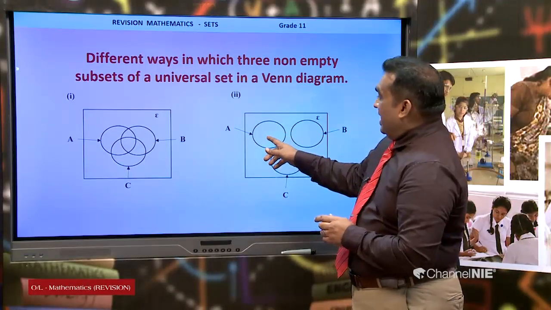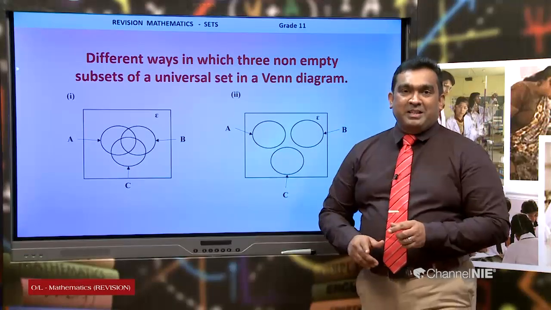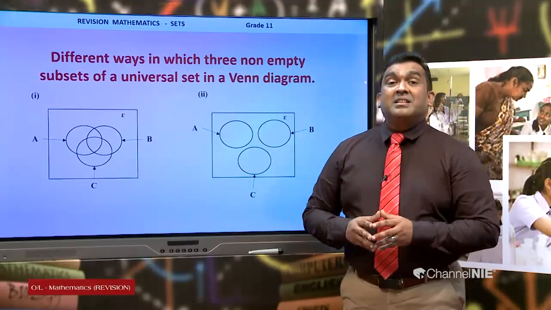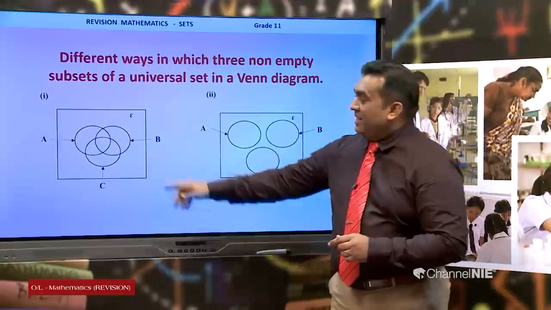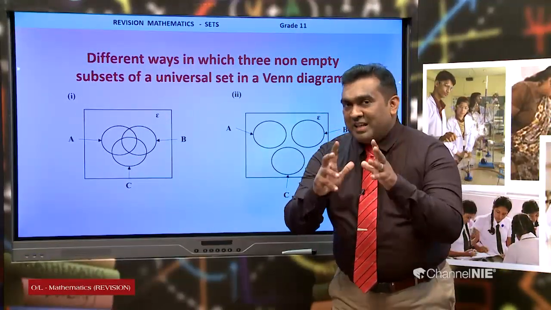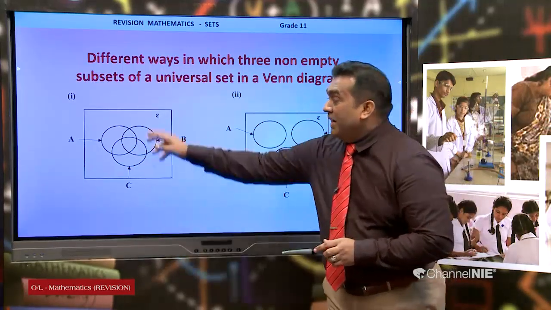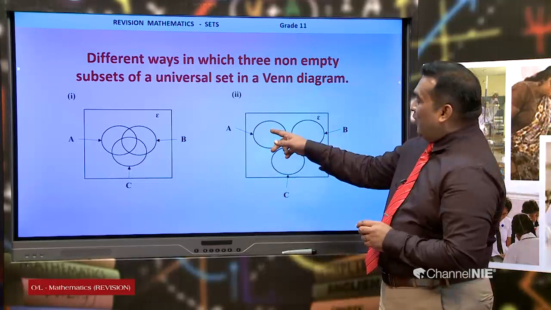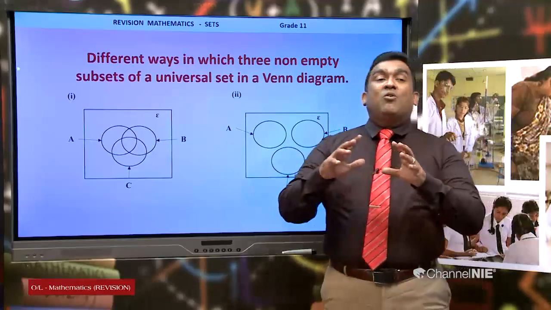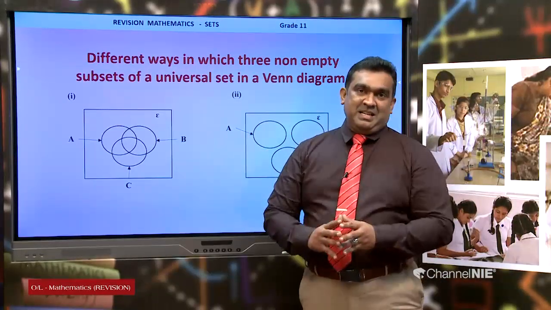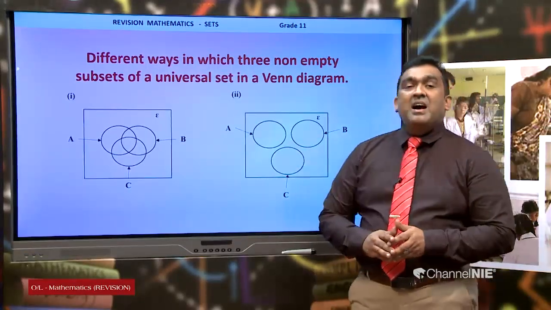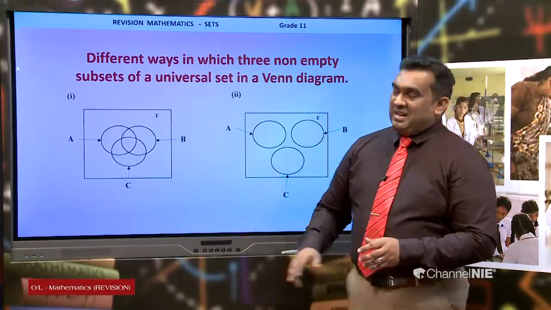Here, there is a special case in this Venn diagram. Can you identify it? A and B don't have an intersection. Here, set A and set B: in other diagrams you can see a common region, they have an intersection. Here you don't have a common region between A and B. Therefore, they are called disjoint sets. Not only A and B, but also A and C, and B and C are disjoint sets. Right, next one.